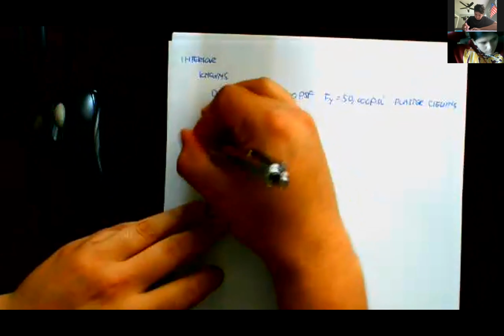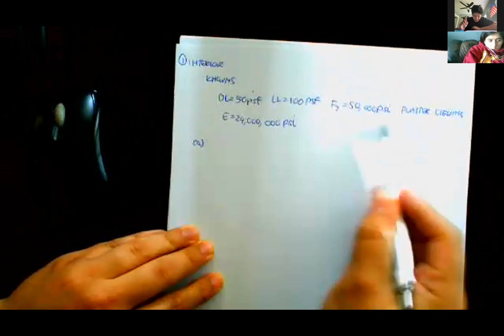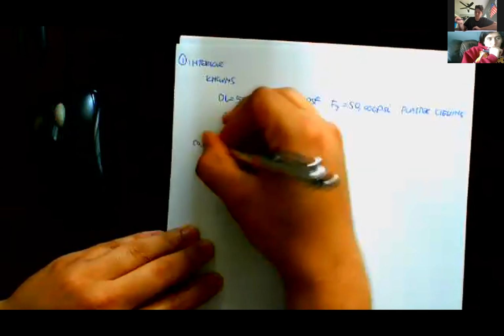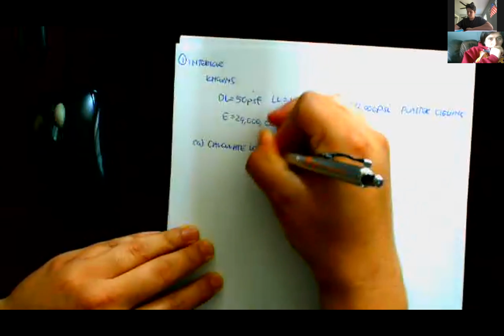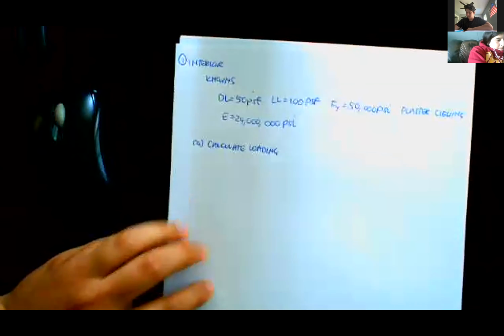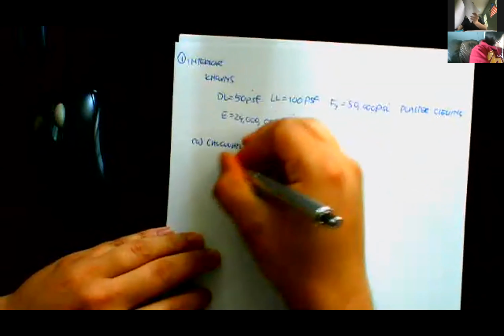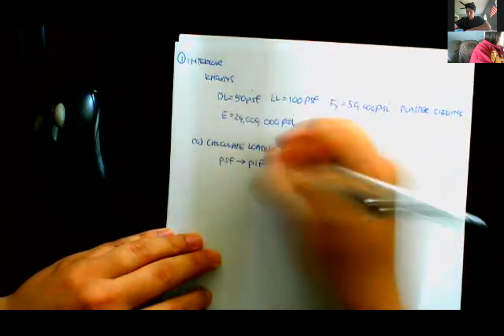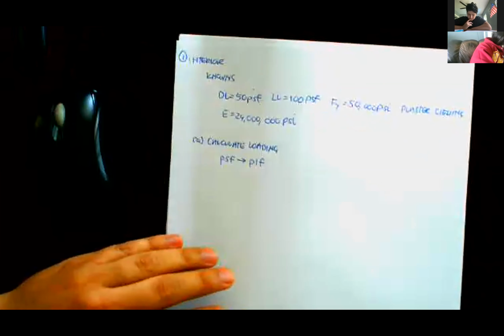Now I'm going to solve number 1. So I'm just listing my knowns. Even though these knowns are true for everything, I'm not going to relist them every time, but I listed them the first time. Now what I'm going to do is calculate the loading. What does it mean to calculate the loading? You don't have to write this specific thing, but what I'm trying to do is get from PSF to PLF. That's my goal. That's what it means to calculate the load on the beam itself.